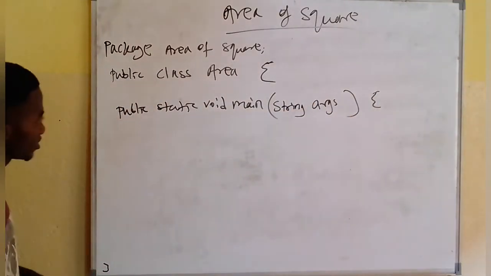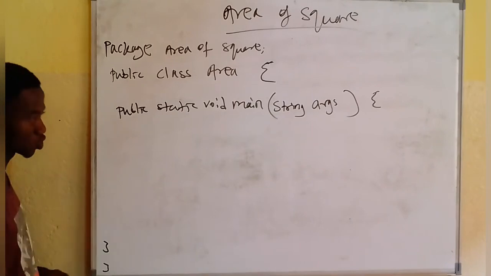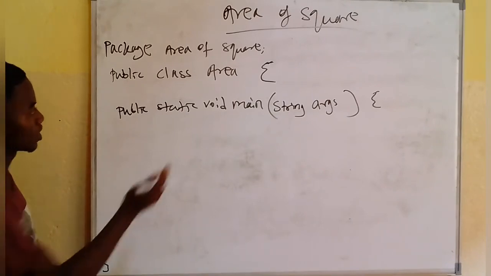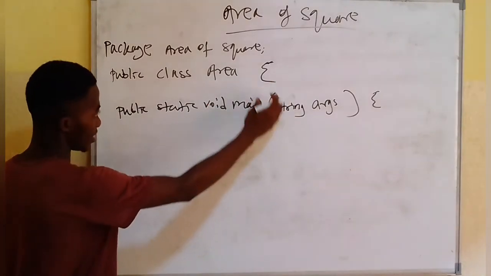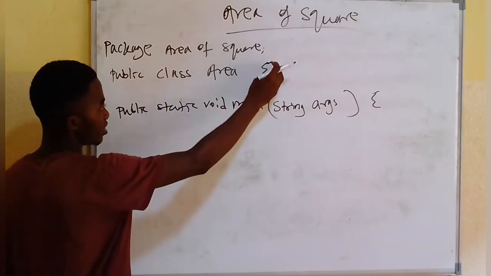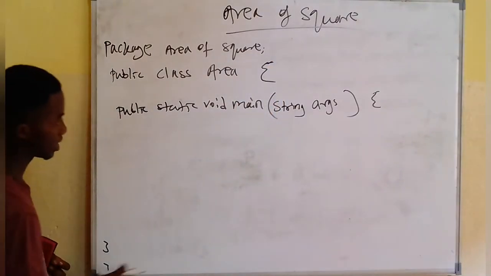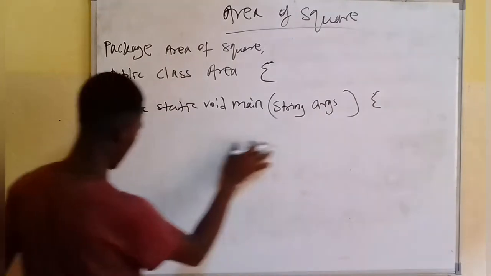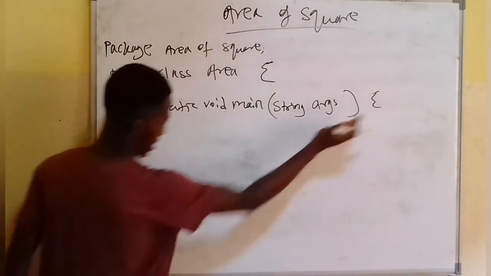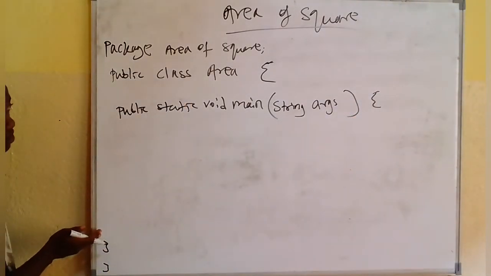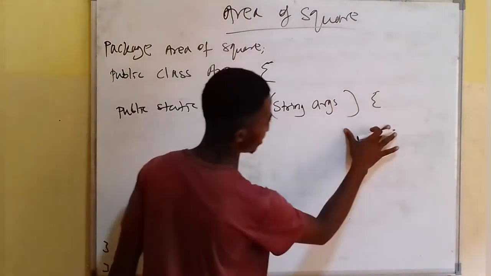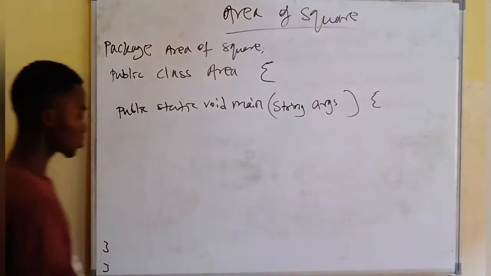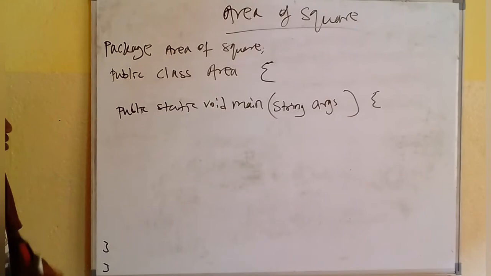And when you open the brace, what do you do next? You close. Okay, so your class body is in here. The brace of your class opens here and closes here, and your method body is here because it opens here and closes here. Hope you have seen this. So this is your method body.